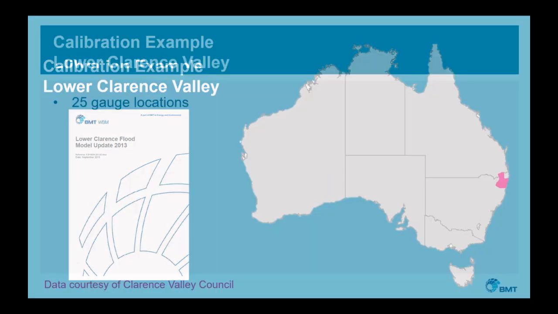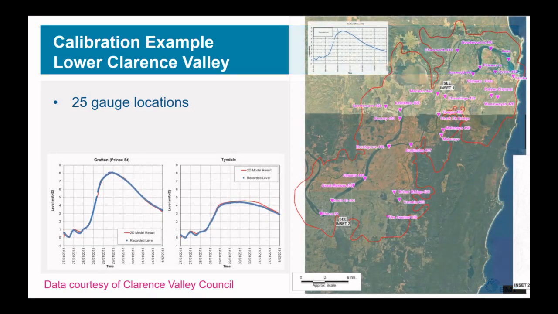I'll go through a quick overview as to why it's such a good model for this demonstration. A full report of the calibration is available on the web if you just search for the title that was on the previous slide. In this presentation, we'll just focus on some key data sets. But to give an overview of the catchment, we have 25 gauge locations in the lower catchment. So it's an extensive network, both along the main channel as well as its tributaries.